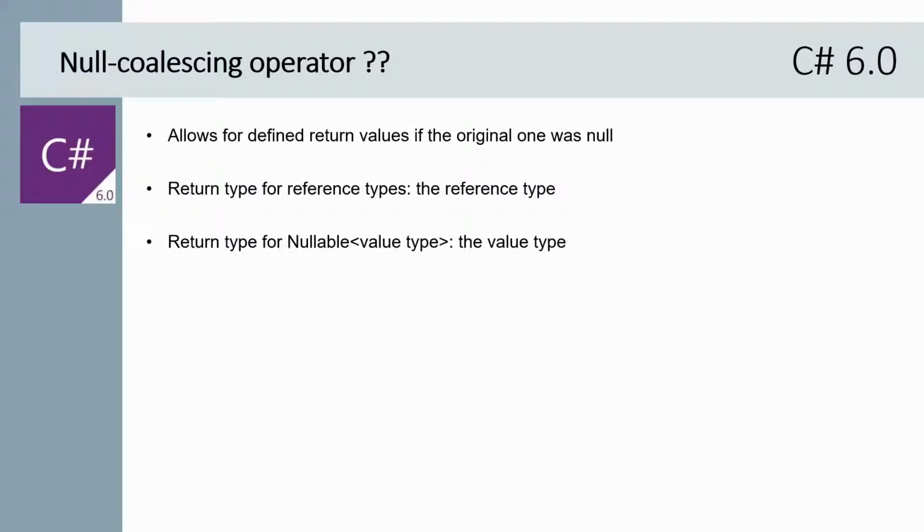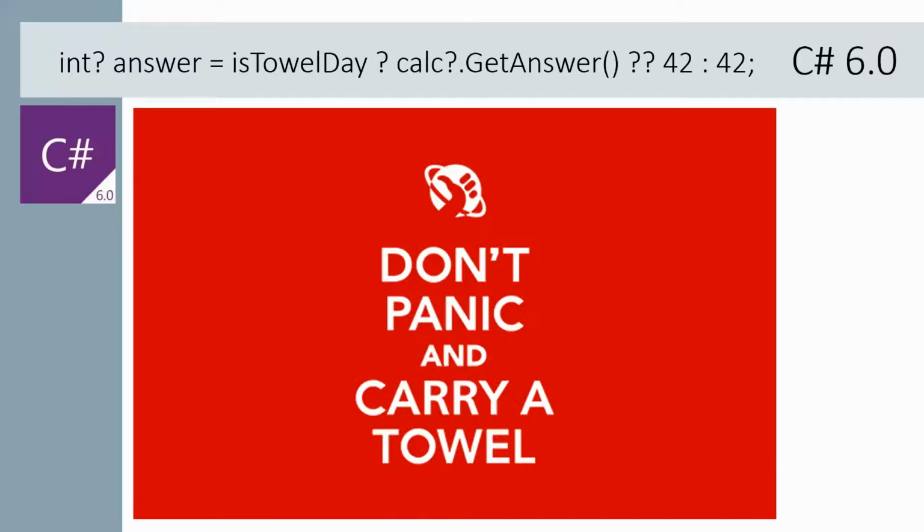And now to show you that you can put them all in one line, you can use the nullable data type, an int question mark. That's the variable answer. And if it's Towel Day, then it will try to get the answer from a calculator, which may or may not be null. If the calculator is indeed null, the answer is 42, as it should be. And if it's not Towel Day, the answer is still 42. And of course, the implementation of my calculator, if it's actually used, will also give you the answer 42.